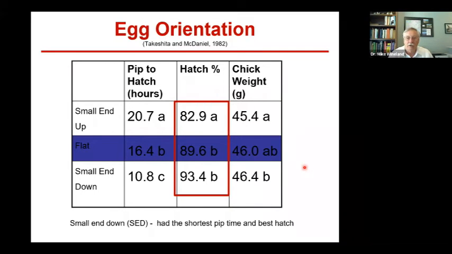Okay. Well, what I find interesting with this is the time from when the embryo pips the shell to when it hatches. What he found was that if the eggs were set with the small end up, so upside down, on average it was taking about 20 hours for the embryo to complete the hatching process. Remember, these also started to hatch a little sooner. If it was small end down, it was down to around 11 hours, as you can see here. And then you can see the difference in hatch percentage right here.